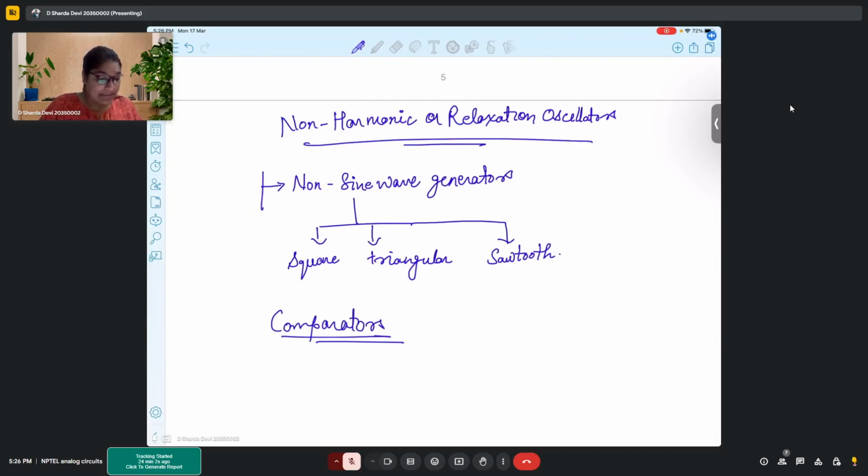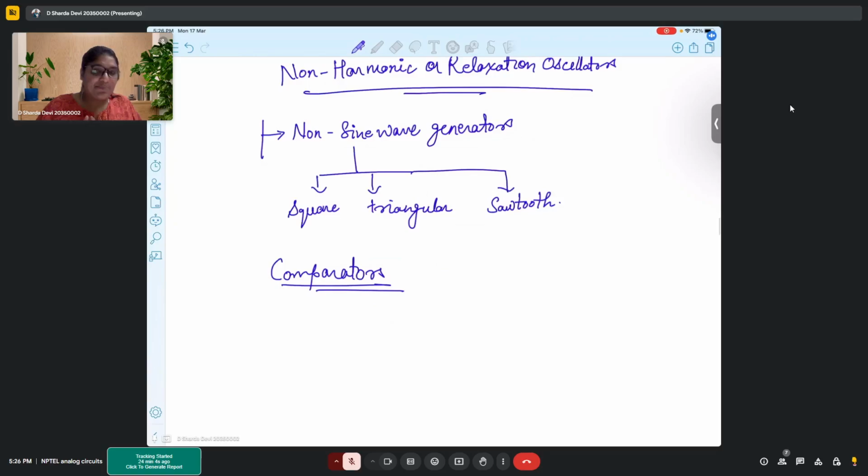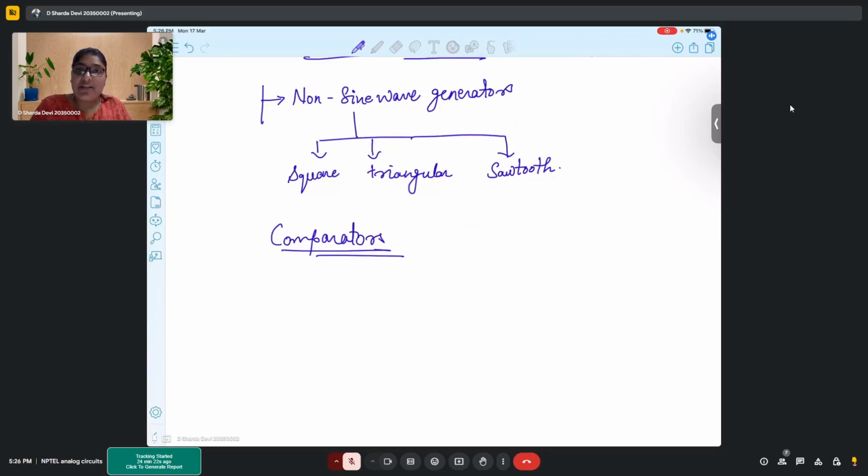Now, what is a comparator? We discussed this briefly in the very first lecture, where we started with the op-amp. That was an open loop op-amp, where there is no feedback provided, and we said that we cannot use such an op-amp as an amplifier. But op-amps without feedback are actually comparators. So how do they work as comparators?